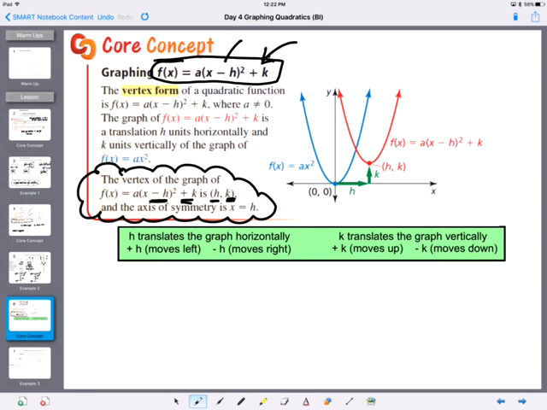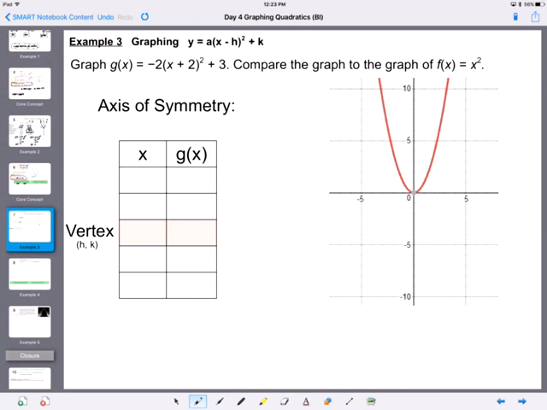You must memorize that inside is opposite. So if you have a positive h, it moves your graph left. If you have a negative h, it moves your graph right. Outside stays the same. So if you have a positive k, it's going to move your graph up. If you have a negative k, it's going to move your graph down. Let's see what that looks like.